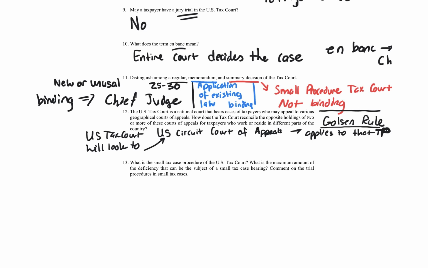Question 13. What is the small tax case procedure of the U.S. tax court? What is the maximum amount of deficiency that can be the subject of a small tax case hearing? Comment on the trial procedures in the small tax case. Okay, so let's start. We have a few questions here. What is the small tax case procedure of the U.S. tax court? So the tax court has really two courts, the regular tax court, and it has the small case or small procedure tax court.